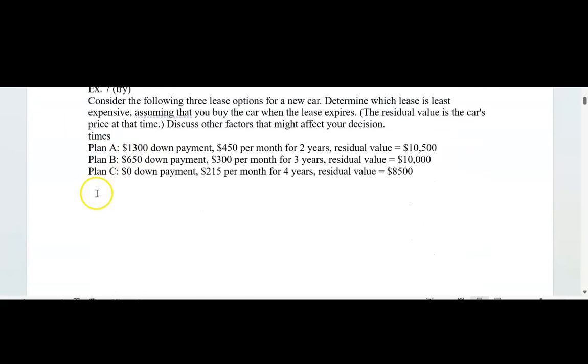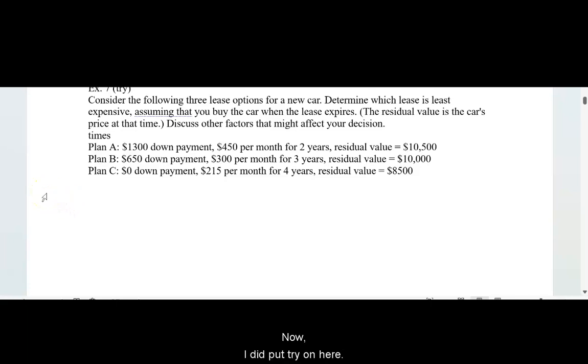One more question. Example 7. Now I did put "try" on here. If you want to pause the video and try this problem first on your own, totally fine. But I'm just going to keep going. But like I said, you can always pause me. Consider the following 3 lease options for a new car. Determine which lease is least expensive, assuming that you buy the car when the lease expires.